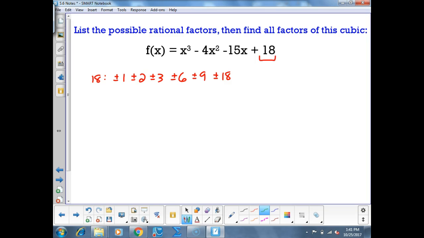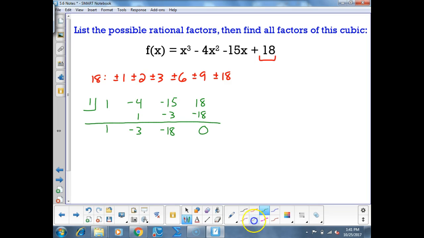Okay? So, 1 you said worked, right? Yeah. Okay, so that's 1, -4, -15, +18. That's going to be 1, 1, -3, -3, -18, -18, 0 works out, right? So that means that 1 is a 0, right?